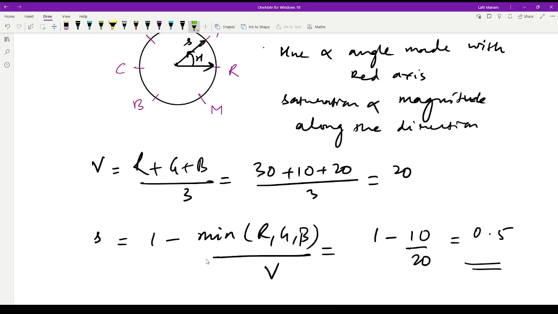Magnitude and angles are used. Just see these equations. Can you say something with these equations? Some values depend on others, like to calculate S, we are using V.